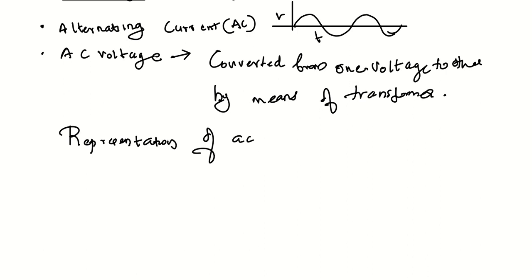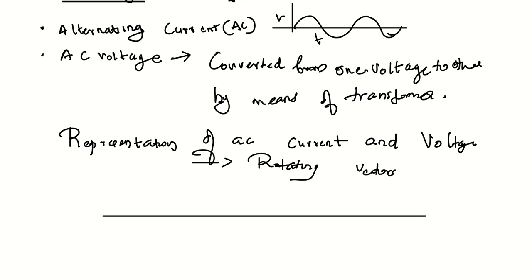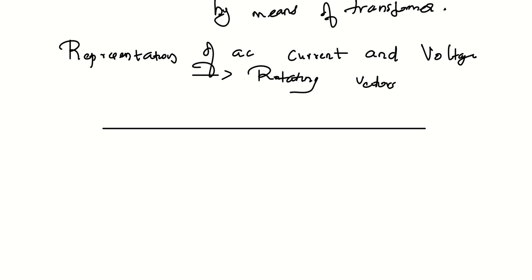Next we are studying the representation of AC current and voltage by rotating vectors. You think about this. How can we represent it?